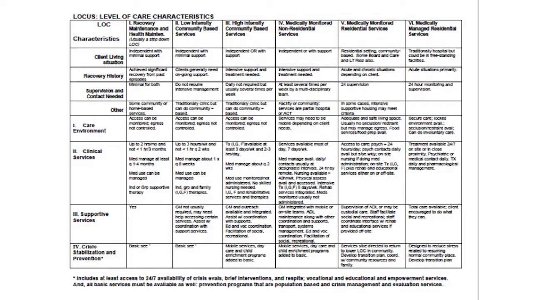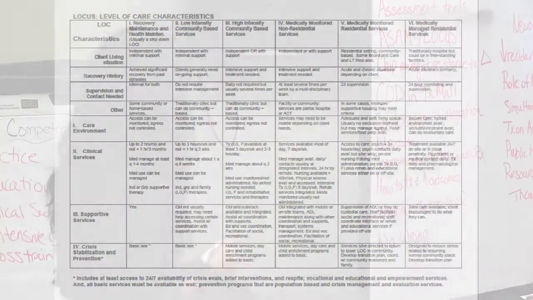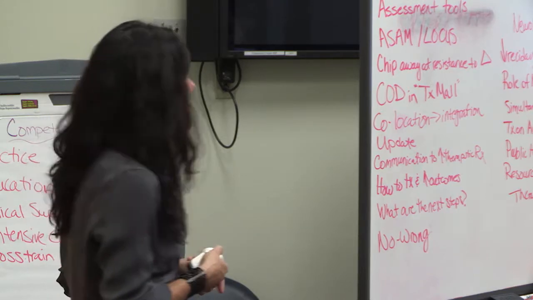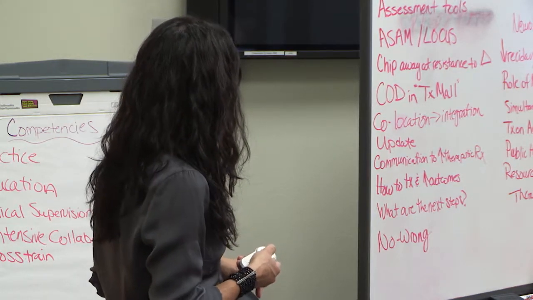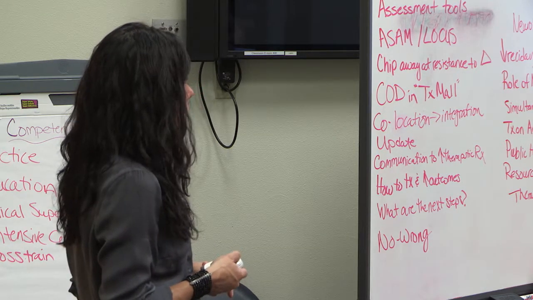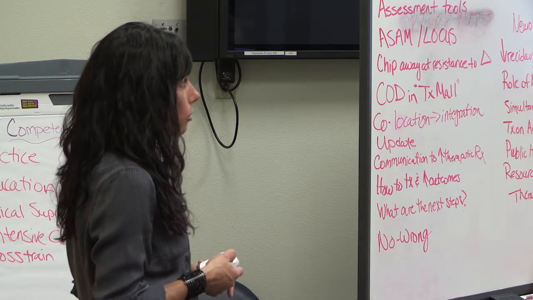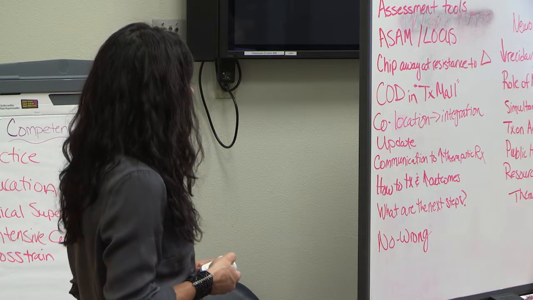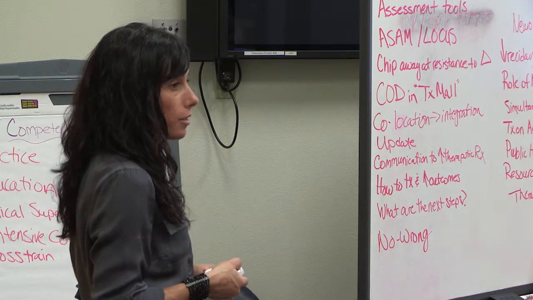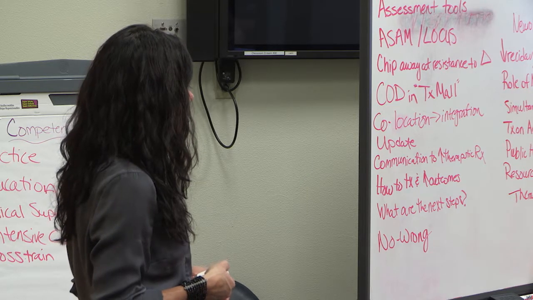Other, so is there some community or home-based services? Can it be done in a clinic, in the community? Does it have to be in a facility? Care environment, so can they come and go as they please, or is it a locked facility? Clinical services, what types of clinical services are available? It even delineates the availability of nursing and medication or medical care. Supportive services, so it looks at case management and the frequency and intensity of contact with case managers. And crisis stabilization and prevention.